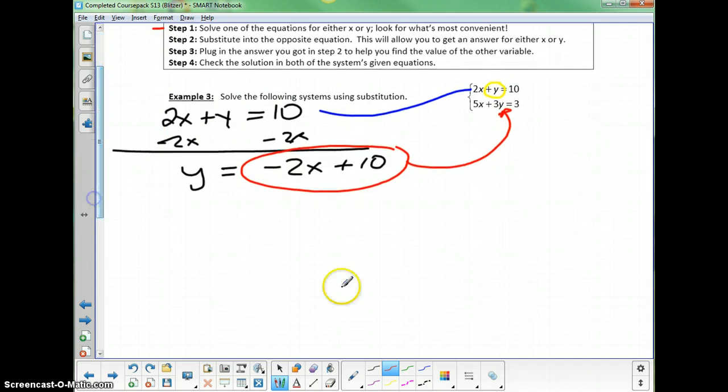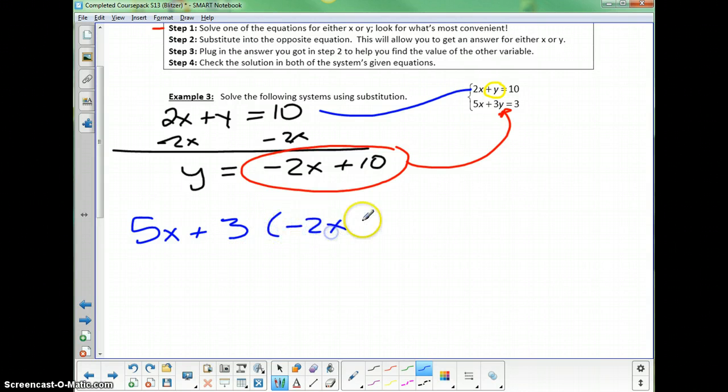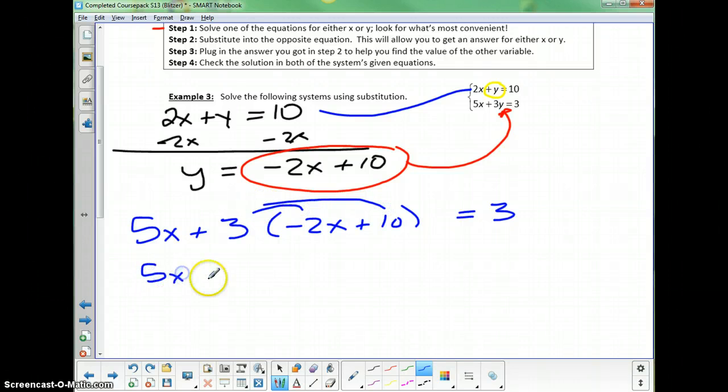Okay, so when I plug it into the bottom equation, what I get is 5x plus 3 times y, replacing y with negative 2x plus 10, equals 3. Okay, and we'll start solving it. We'll use the distributive property. 5x minus 6x plus 30 equals 3.